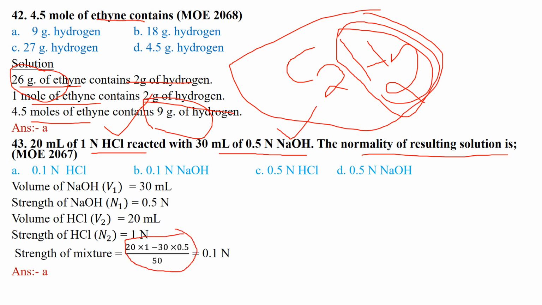We have to put the negative sign because here one is an acid and another is a base. So neutralization takes place, so we have to use the negative sign there. Then 20 into 1 minus 30 into 0.5. Answer will be 0.1 normal.